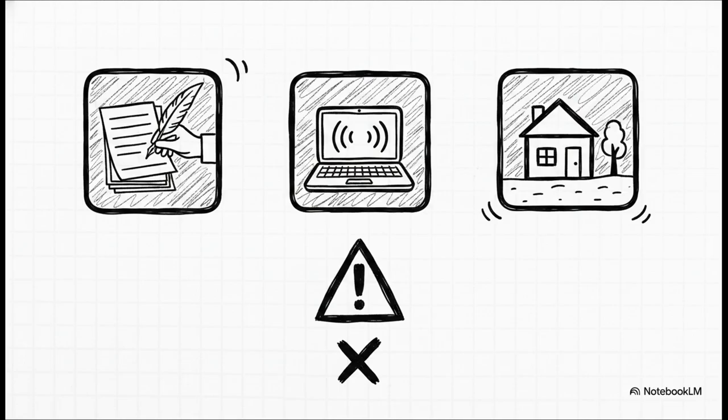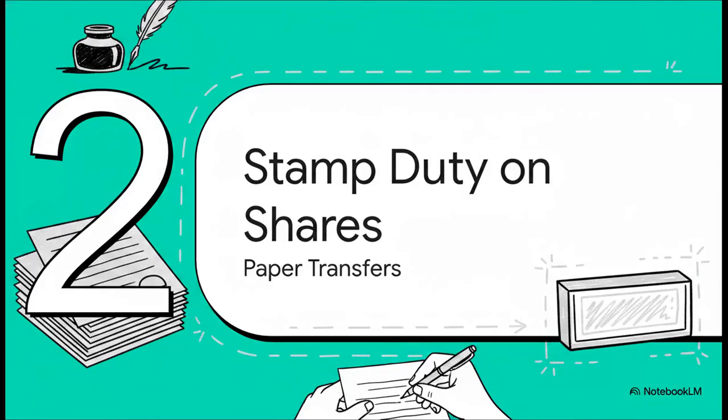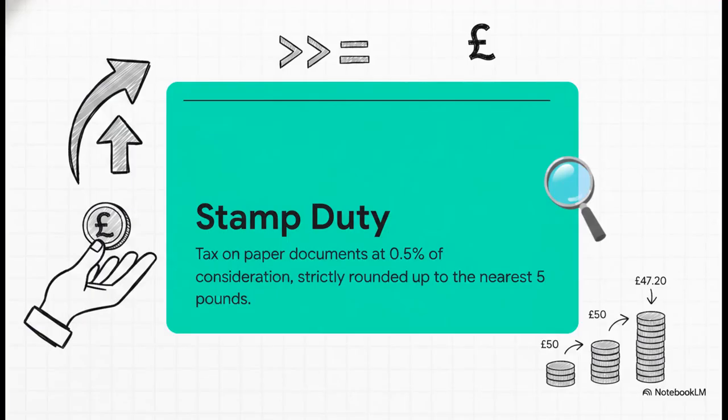Examiners will immediately deduct marks if you use the wrong terminology for the wrong asset class, so keep them firmly separated in your mind. Moving on to part two, stamp duty, specifically on paper shares. Now, what's really vital to understand here is the rounding rule. Stamp duty is charged at an ad valorem rate of 0.5% of the consideration paid, but here is the trap you need to watch out for.